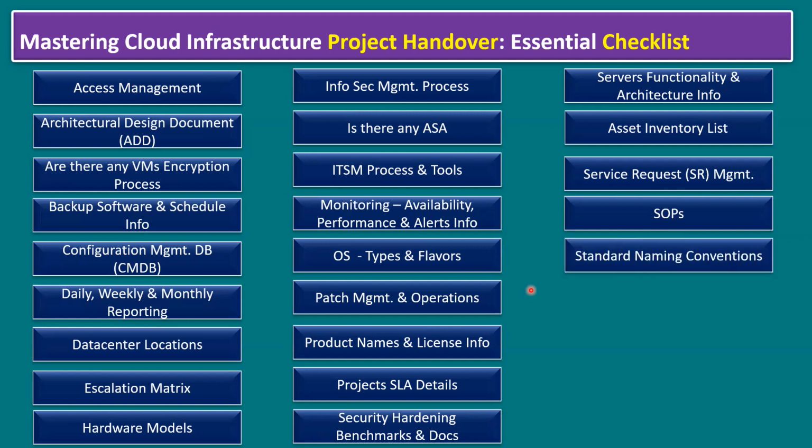And standard naming conventions. Every organization has some standard naming conventions. For example, if your organization name is HPE, all server names start with HPE server 01, server 02, and so on. If it is network equipment, HPE network switch SW01, they have some standard naming convention.